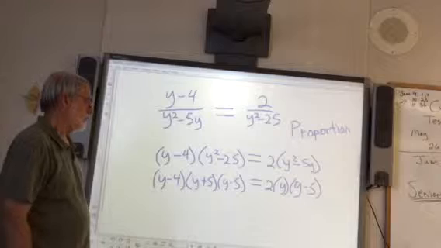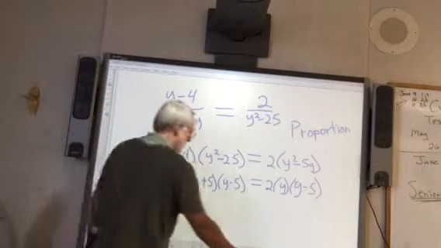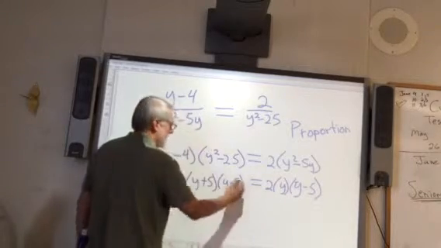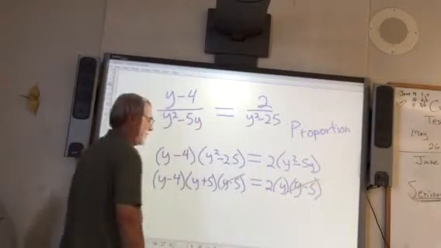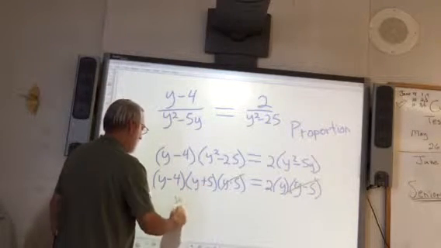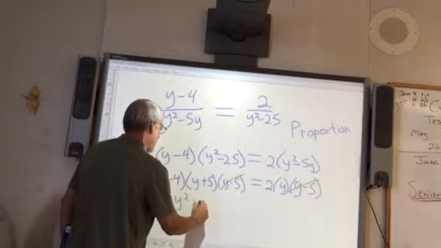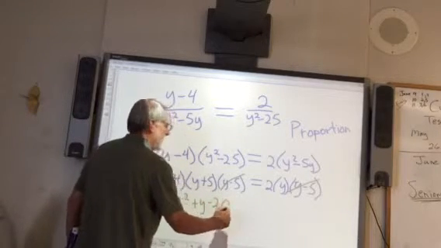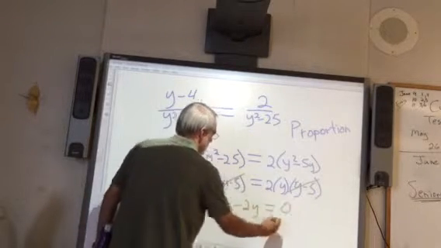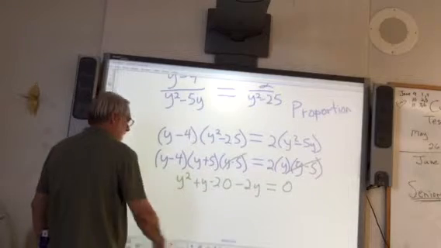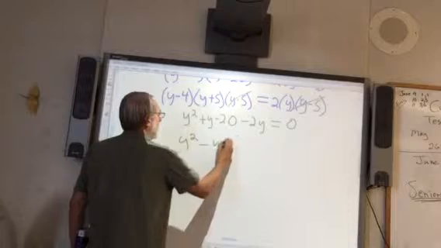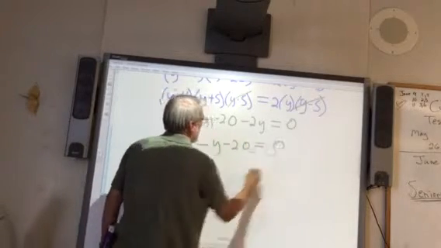You see anything we can do here? We can divide both sides by y minus 5. And when we do that, what happens? These are gone. And so that leaves us with this, which is now y squared plus y minus 20 minus 2y equals 0. So now we combine like terms. y squared minus y minus 20 equals 0.